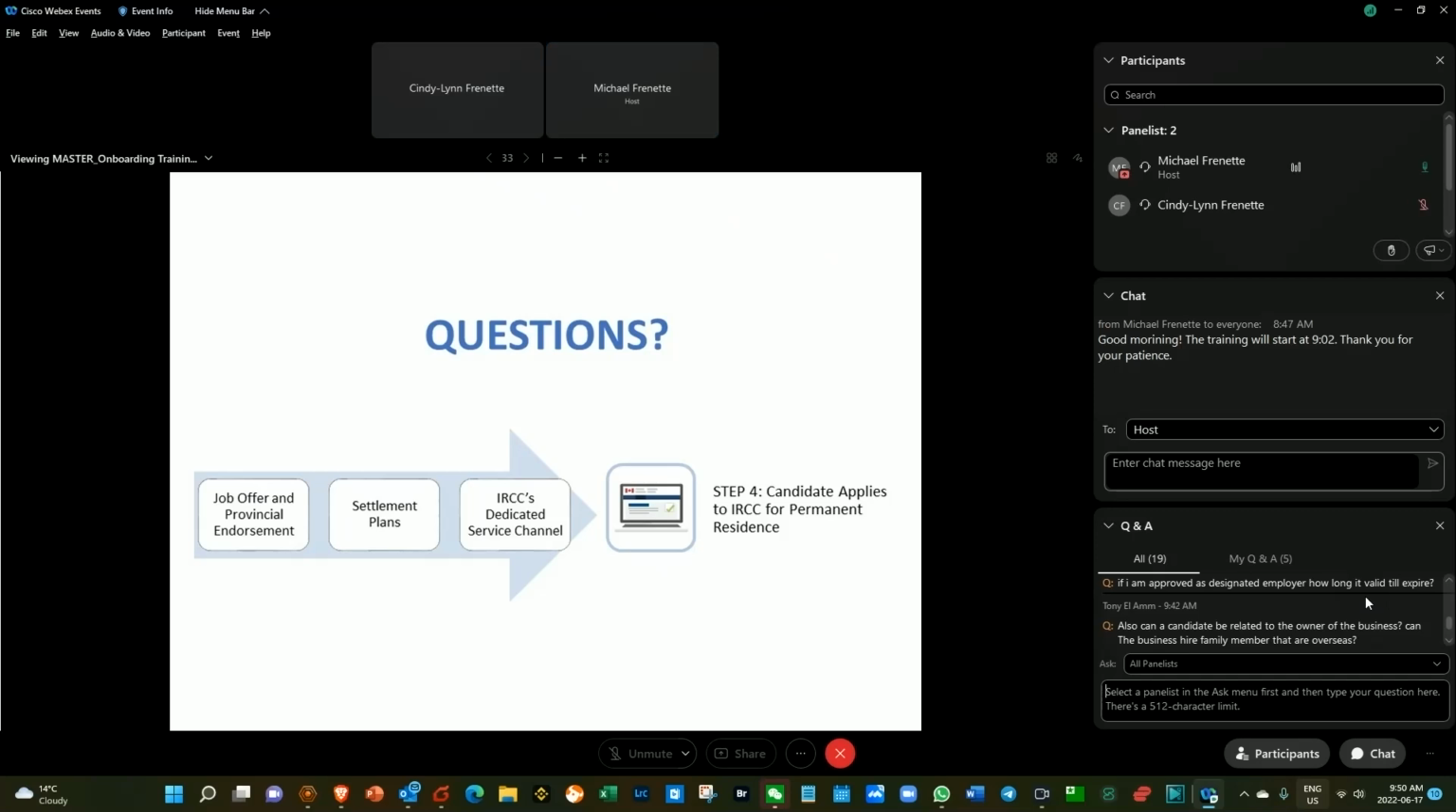If you want to hire someone using a work permit under the Atlantic Immigration Program, yes, you will need the certificate of endorsement. That being said, if there's someone already in Canada, maybe someone on an open work permit, you can hire them directly under that work permit. So that's definitely an option.